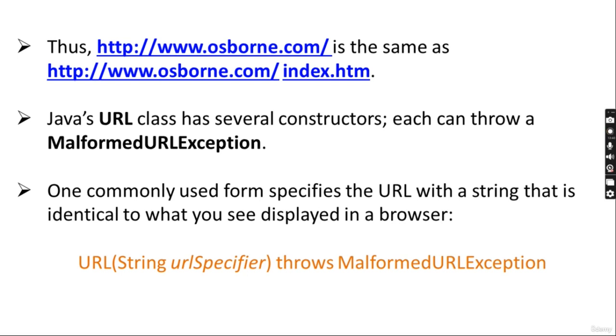Java's URL class has several constructors. Each can throw a MalformedURLException. One commonly used form specifies the URL with a string that is identical to what you see displayed in a browser. Okay.